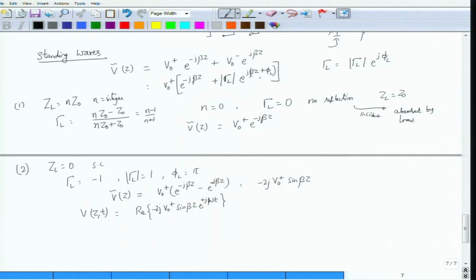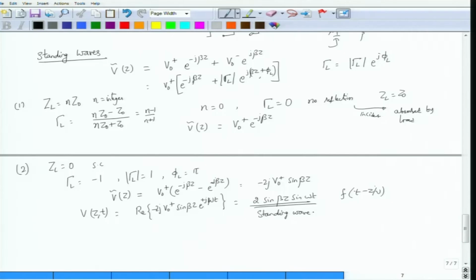The real part of this, assuming that V0 plus is real, is nothing but, you split this e power j omega t into cos omega t plus j sin omega t, but cos will not give you the real part. That j sin omega t, j and minus j will cancel with each other. What you get is 2 V0 plus sin beta z sin omega t. This is certainly not in the form of some function of t minus z by v. So, this is not in the form of a propagating or a travelling wave. This is an example of a standing wave, okay.